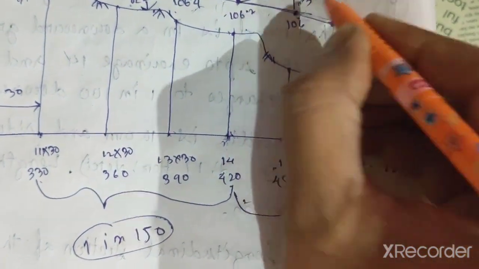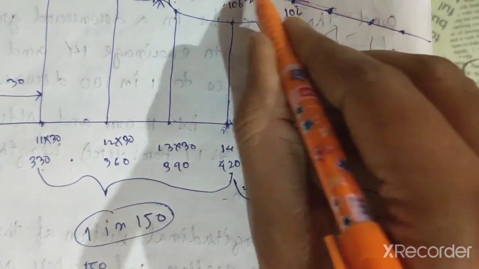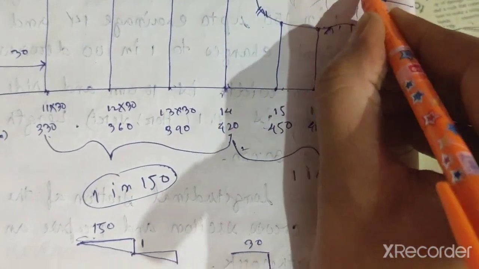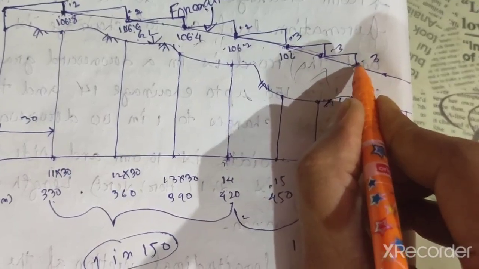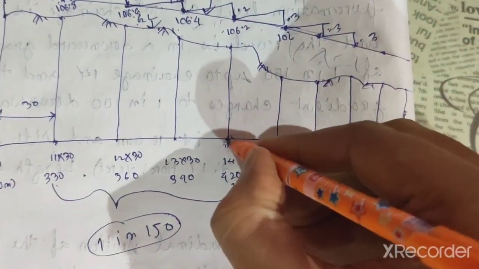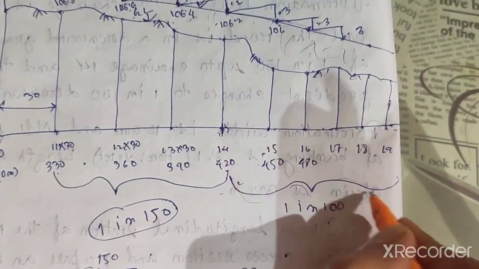Now this is 0.3. This is 0.3 less than this point, and this is 0.3 less than this point, because from this point onwards, the slope has changed.